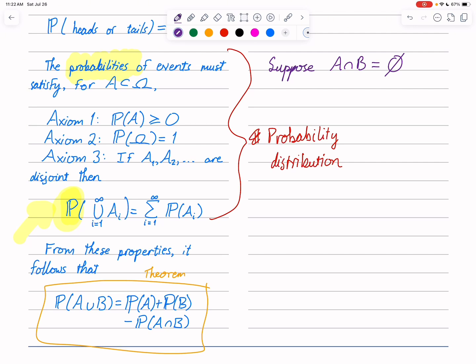When they are disjoint, then we can say that the probability of their union, right? That's what this is all about, is the probability of their union. That probability is the probability of their sum. Now, what's important to recognize here is how the disjointness is an essential part of this.